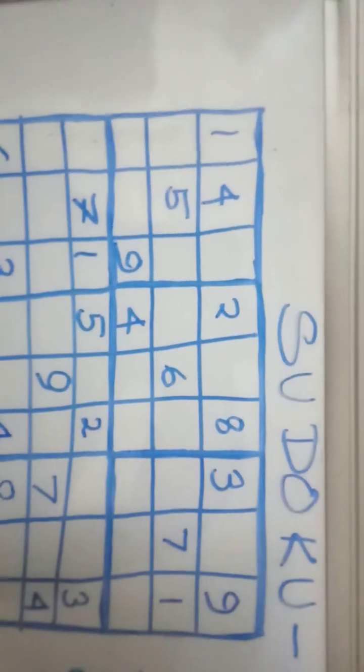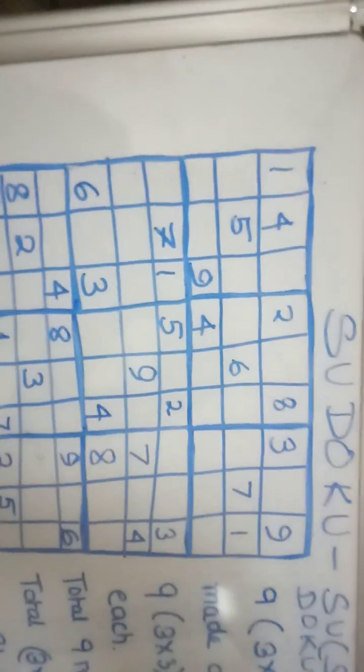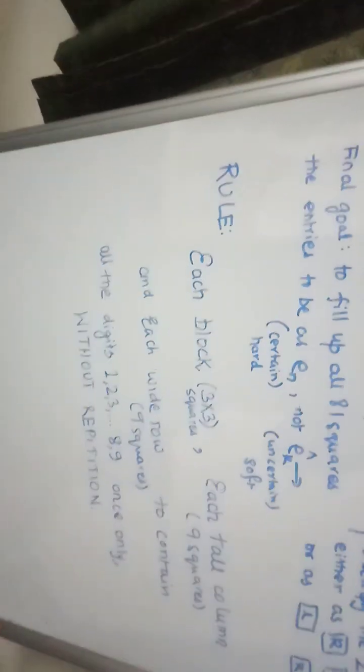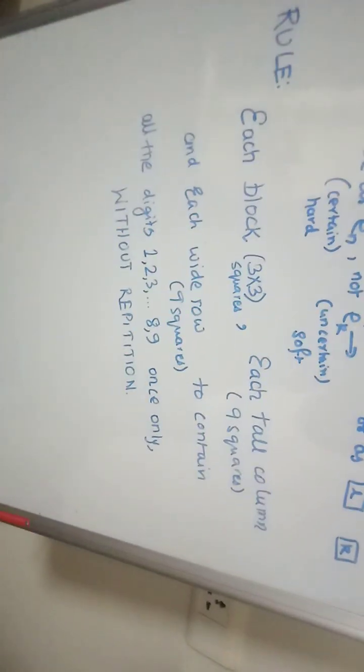So each of these, the blocks, which are 3 cross 3 squares, the tall column, which is nine squares, and the wide row, which is nine squares, each of these should contain the digits 1 to 9 without any repetition. That is the main rule. Each must contain the digits 1, 2, 3 up to 9 once only without any repetition.